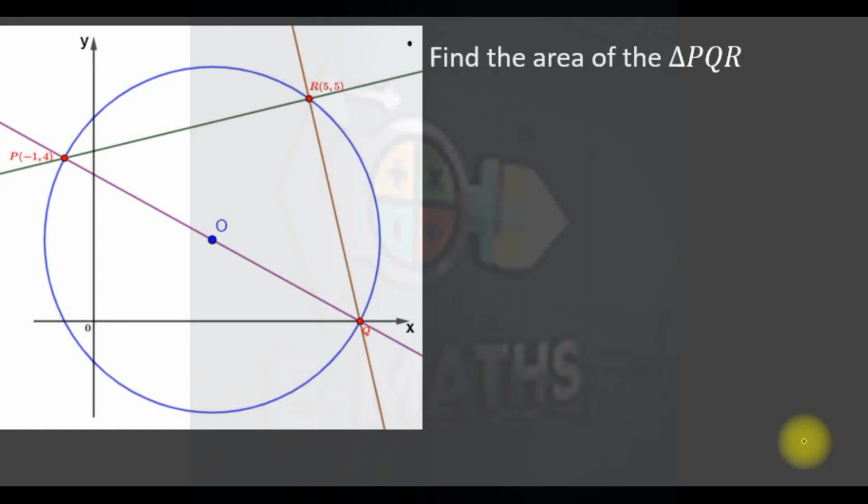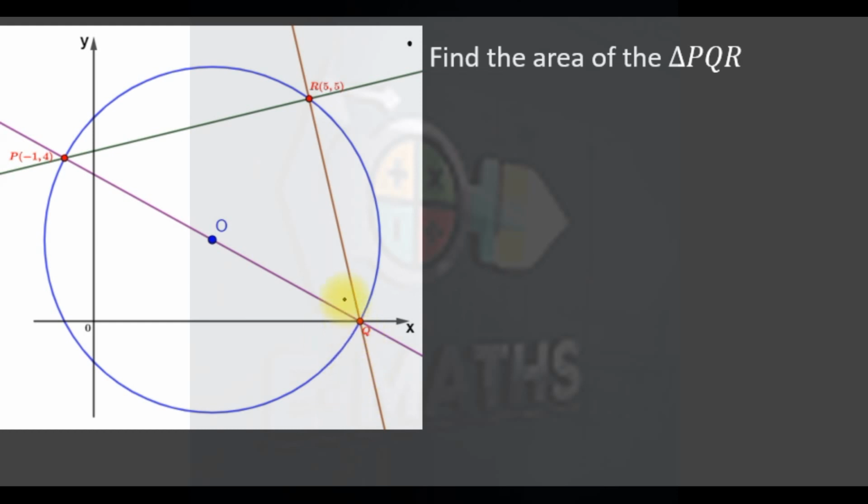We have to find the area of the triangle PQR. The first thing we observe here is that we are given the coordinates of the vertices of P and R, but we are not given that of Q. For us to find the area of this triangle, we need to know the coordinate of the vertex of Q. And from this, we can easily see that Q is on the x-axis, meaning that the y-coordinate is 0.